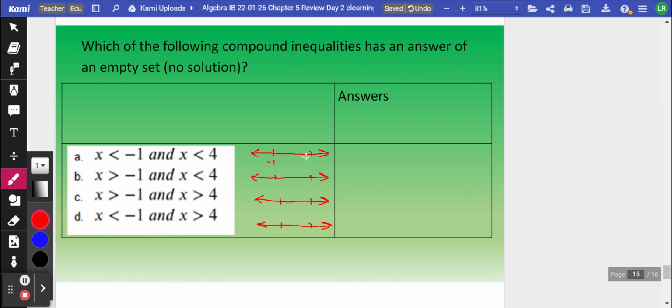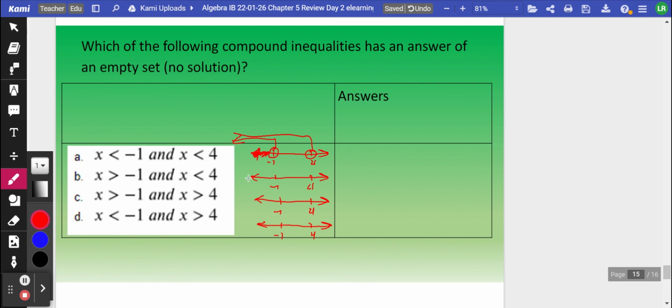All right, the numbers here, -1, 4 are the numbers. Okay, we have open dot. So here we go. Open dot on -1 going left. Open dot on 4 going left. So if it's an and statement, we look where there's 2 lines. This would be shaded to the left. So that one has solutions. It has a spot where there's 2 lines.